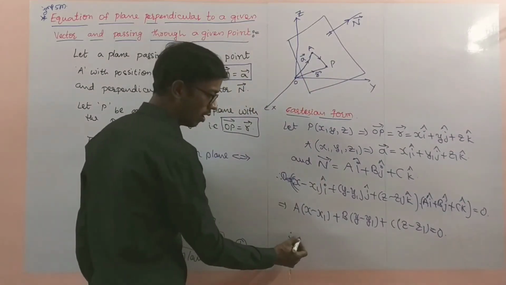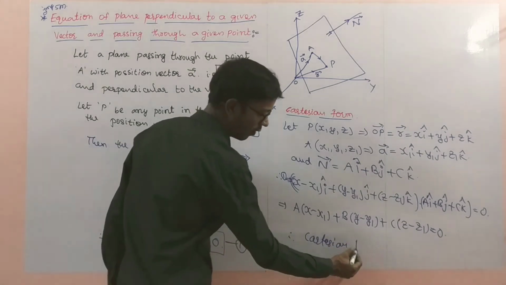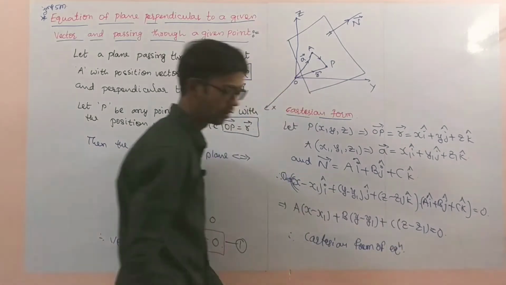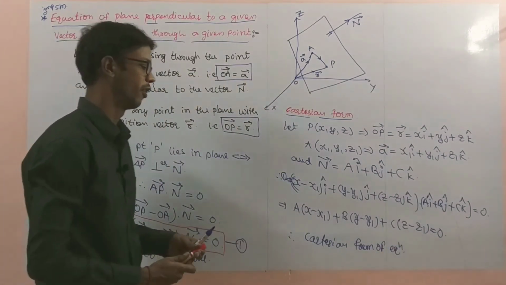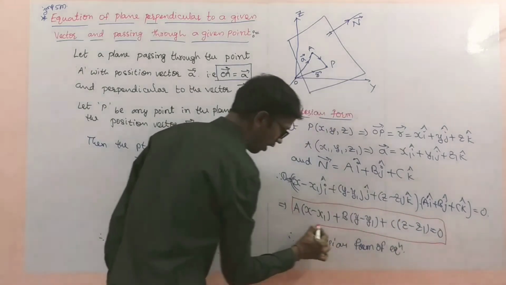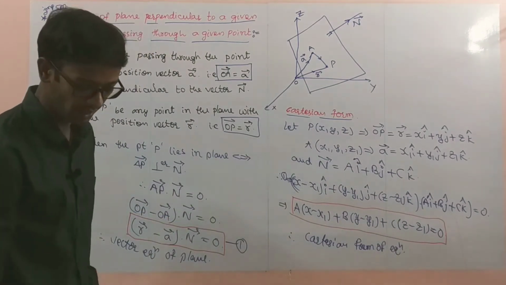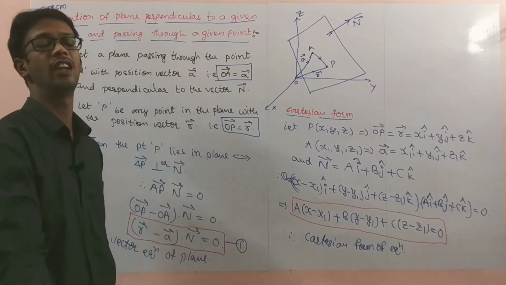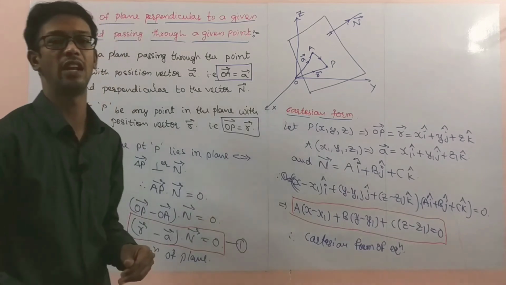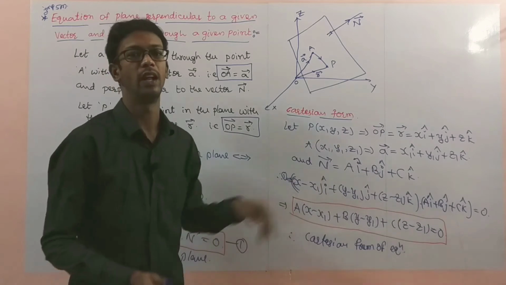This is the Cartesian form of equation. Cartesian form of equation is A into (X minus X1) plus B into (Y minus Y1) plus C into (Z minus Z1). X1, Y1, Z1 is the point through which the plane passes. A, B, C are the direction ratios of the vector perpendicular to the plane.